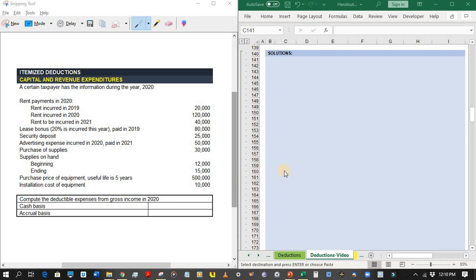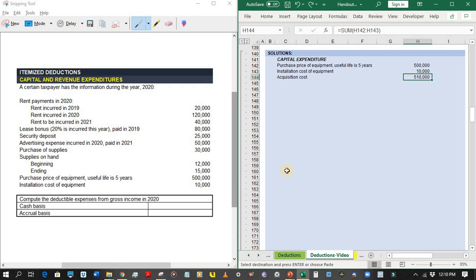So let us compute for the depreciation related to this equipment. Again, our acquisition cost will consist of the 500,000 purchase price, then the installation cost of 10,000 pesos because this is a direct cost to the acquisition of the equipment. So the total is 510,000 pesos. This will be the basis of our depreciation expense.